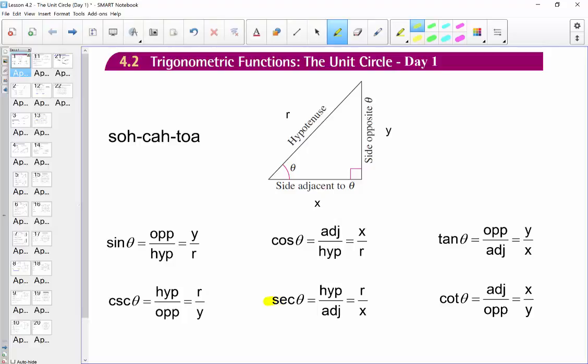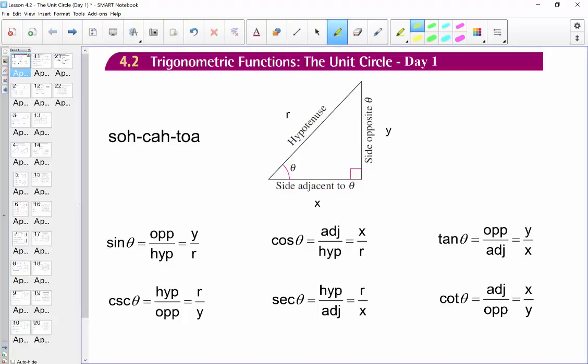The next function, secant, is the hypotenuse divided by the adjacent side. Again, the inverse of the cosine. And the cotangent is the adjacent side divided by the opposite. Again, the inverse of the tangent. At this point, I would pause the video and study this image and the six trigonometric functions and try and remember them as best you can. You'll be using them over and over again, so they will start to stick after a while.